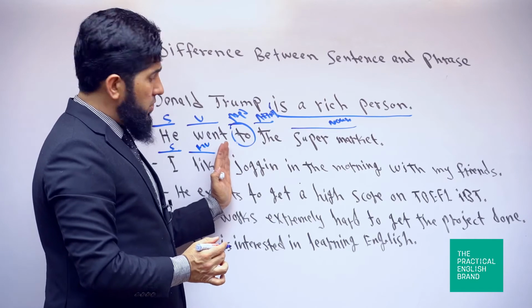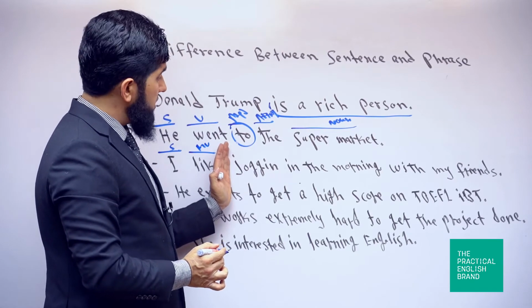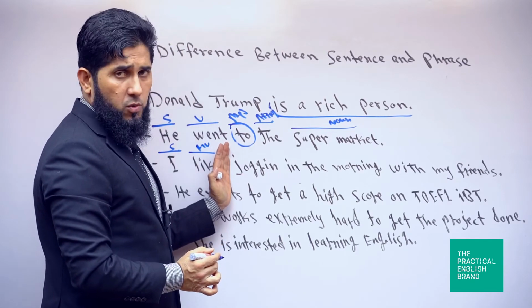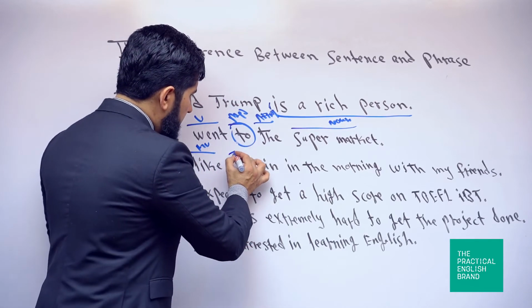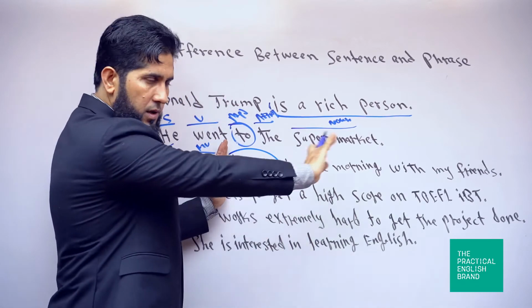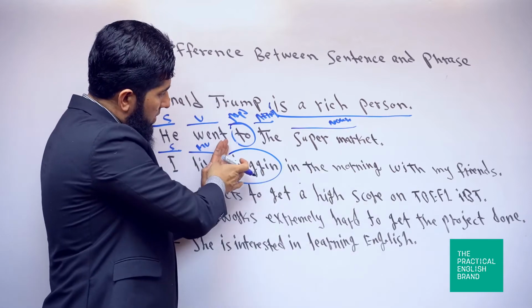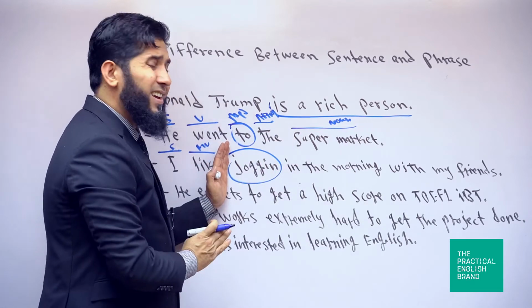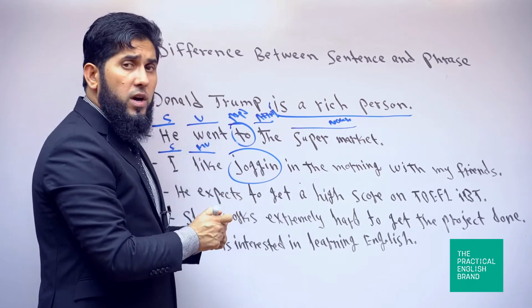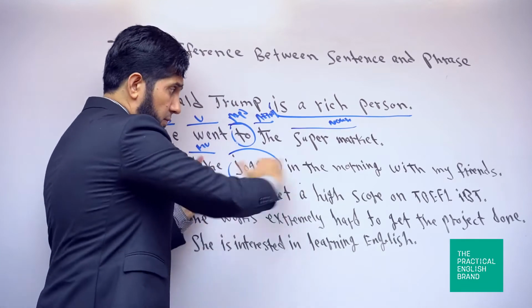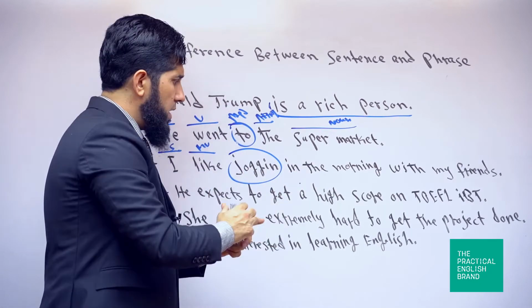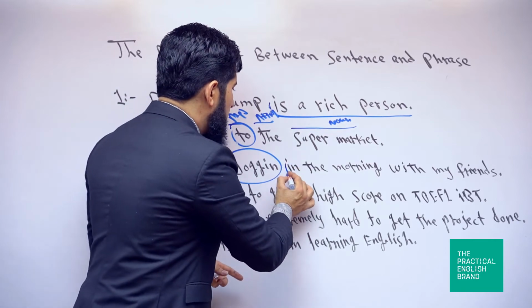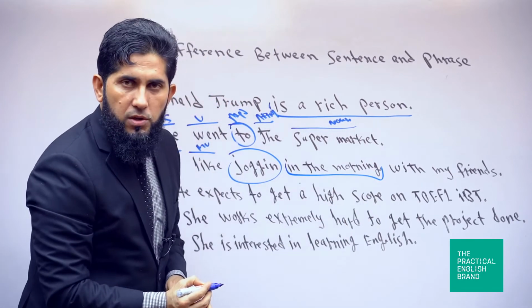And now, you can say "jogging in the morning with my friends." Altogether, it could be called a gerund phrase. So whatever comes after this gerund, all the related words altogether from here, you can say it's a gerund phrase. But if you want to further divide this phrase into other parts, "in the morning," again, you may say it's a prepositional phrase.